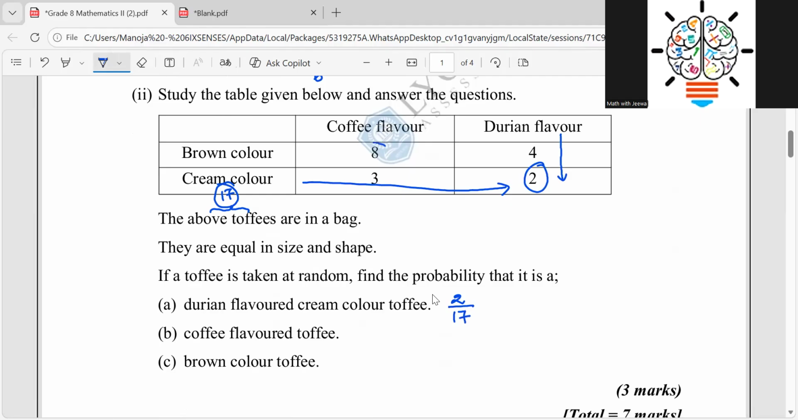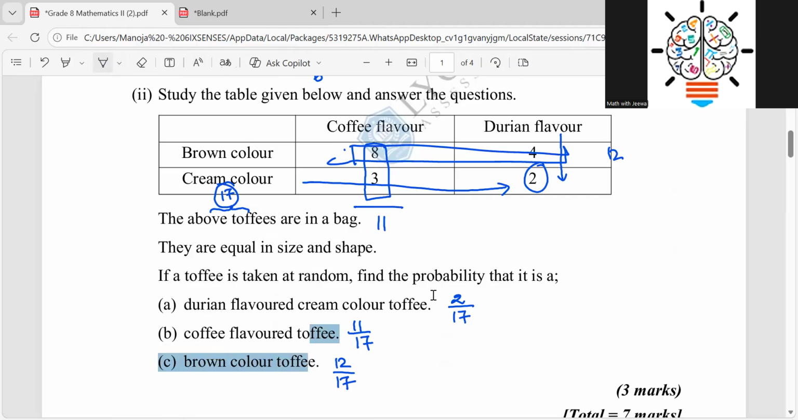Coffee flavors. So then that means this one. It is 11. 11 out of 17. Brown color, you have this one, right? 12. Then 12 out of 17. Okay. The brown color, 8 plus 4. And then the coffee flavor, 8 plus 3. Right. Then we will move to the next question.